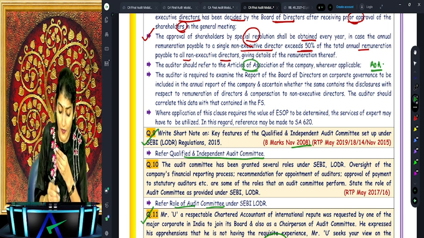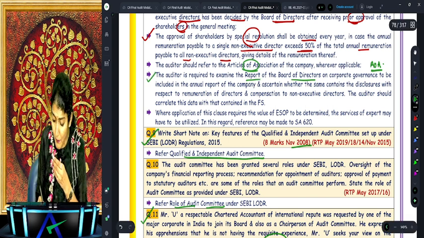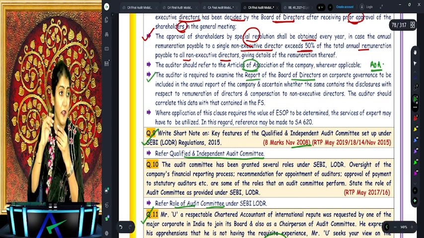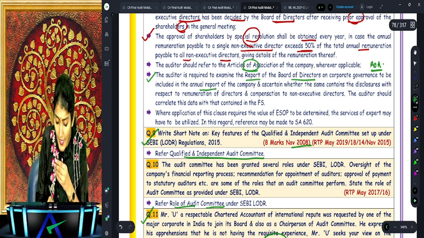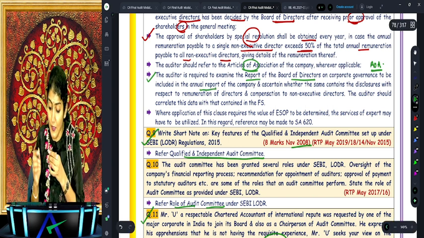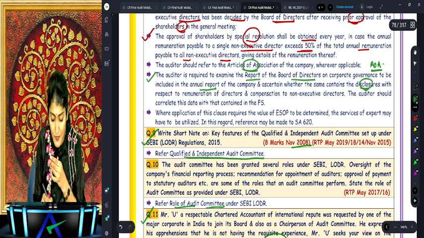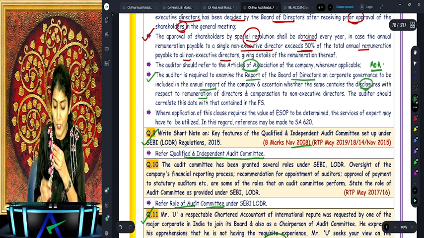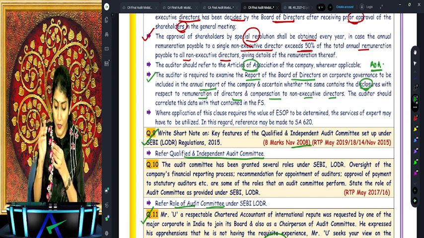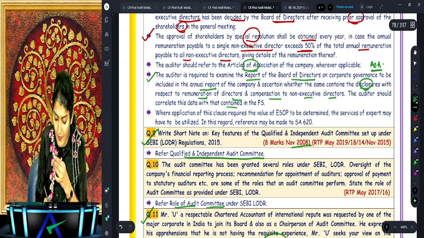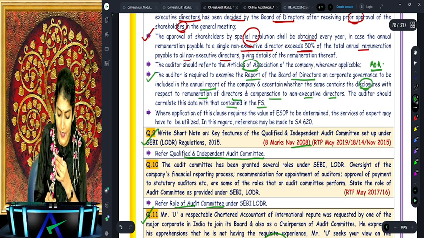Then the auditor is also required to examine the report of the board of directors on corporate governance. That is the corporate governance report to be included in the annual report of the company and ascertain whether the same contains the disclosures with respect to the remuneration of directors and the compensation to the non-executive directors. The auditor should correlate this data with the data that is contained in the financial statements, right?